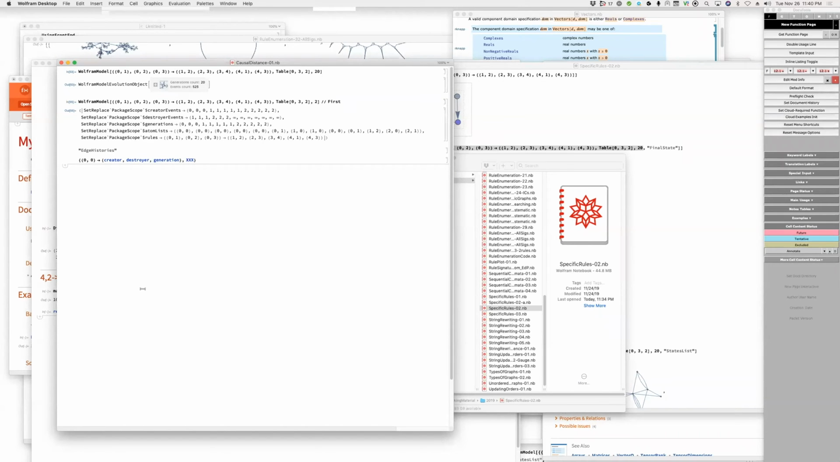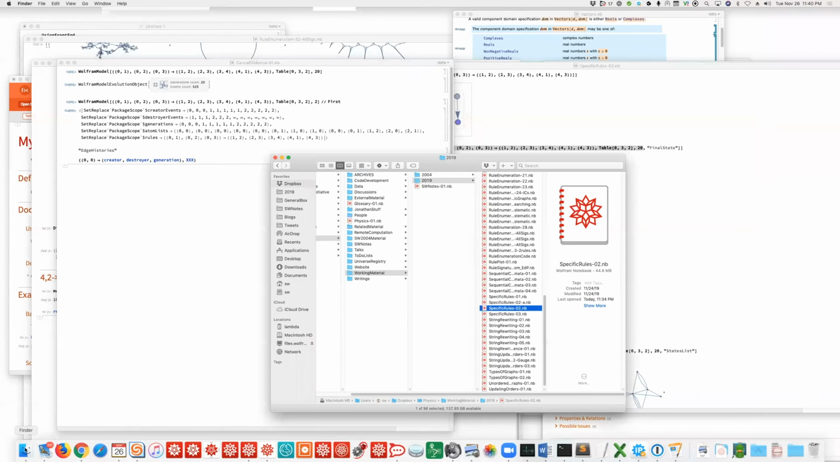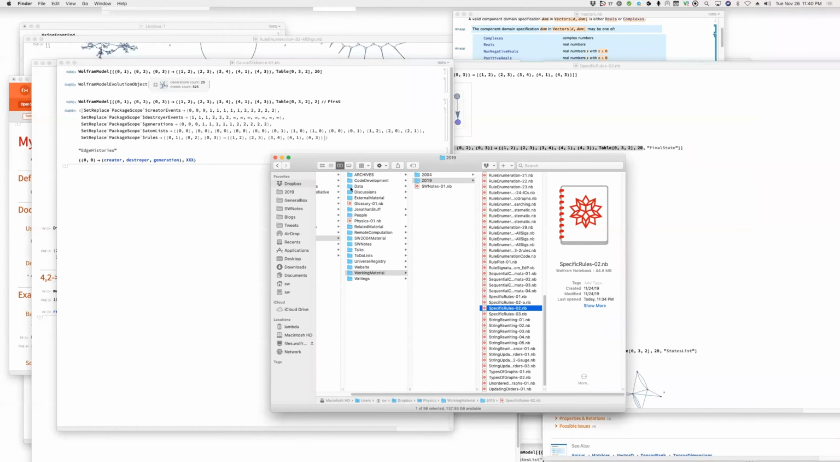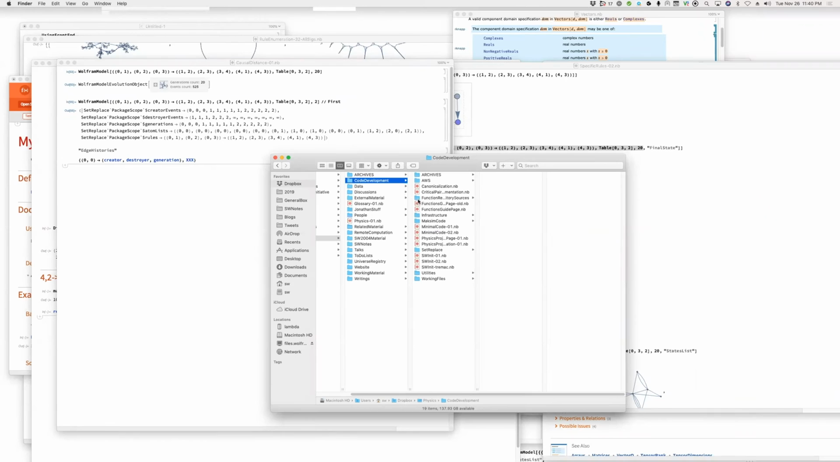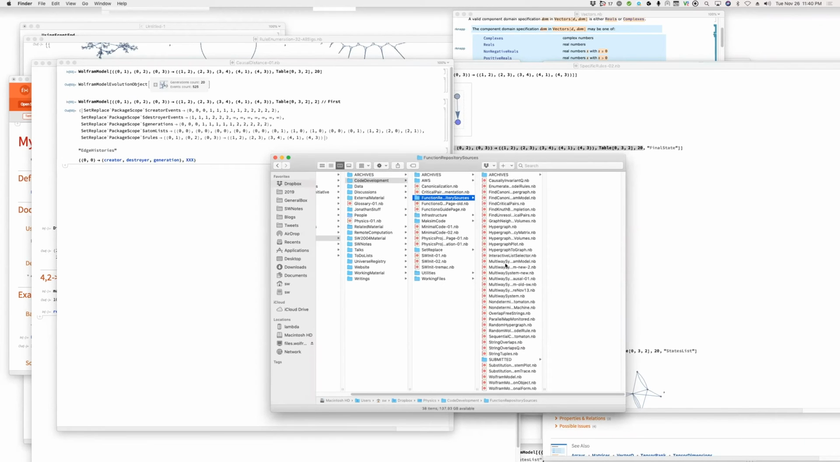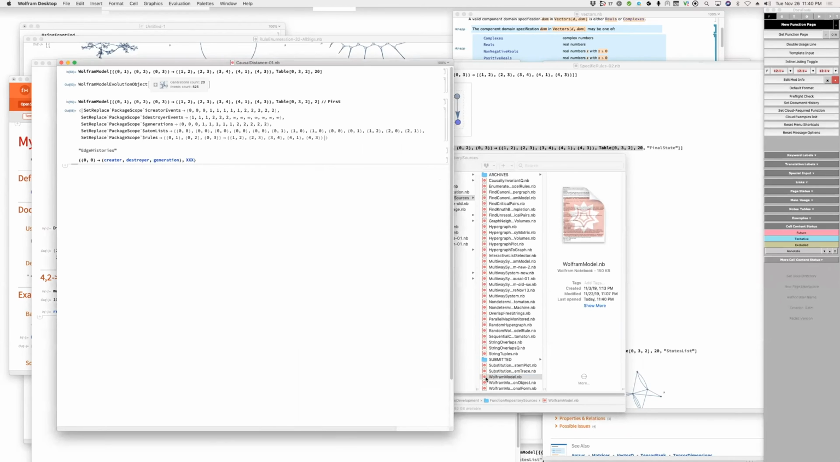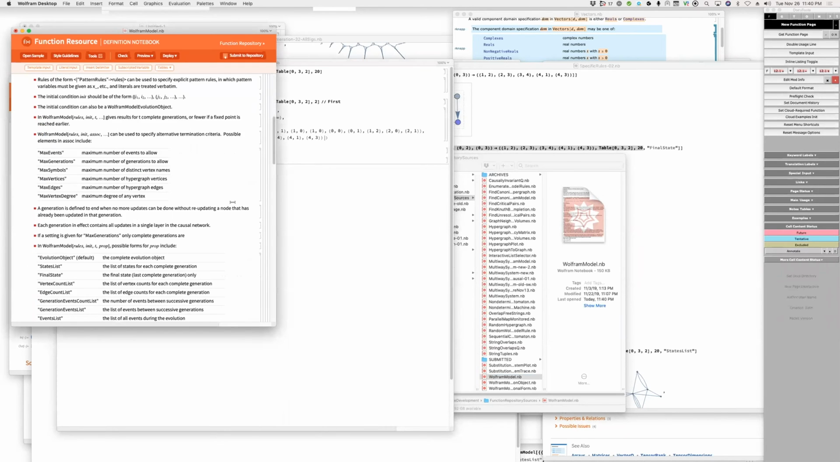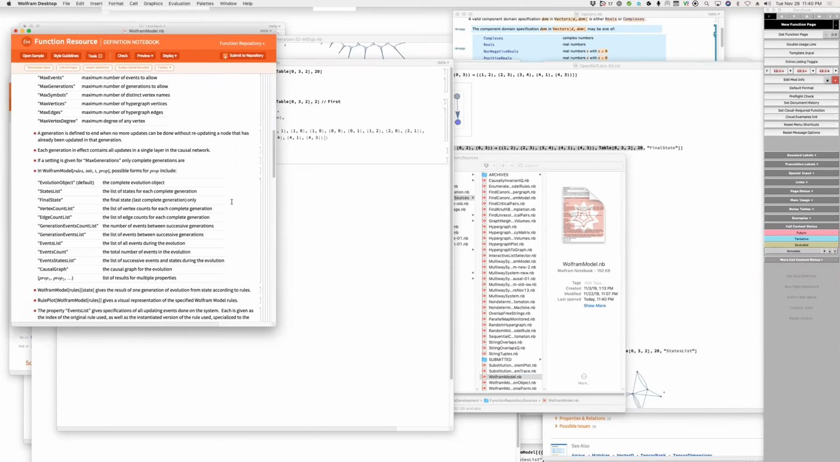Okay, so sorry, what was I looking for? I was looking for the documentation. Actually, what I want is not this, but it doesn't really matter. I can look for this one. Okay, events list, the list of all events during the evolution. Does that not exist?